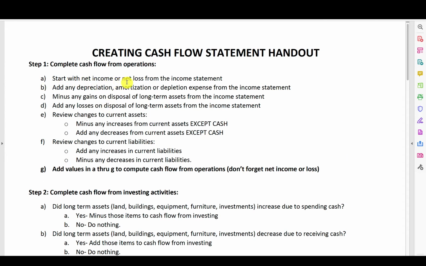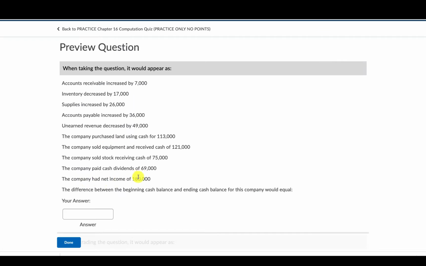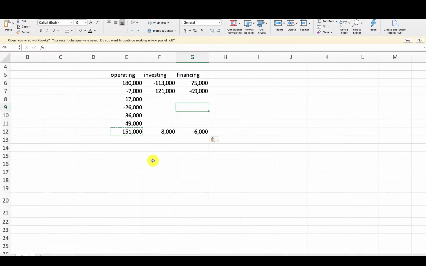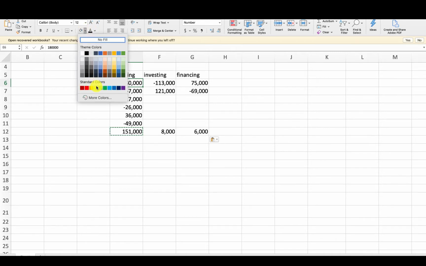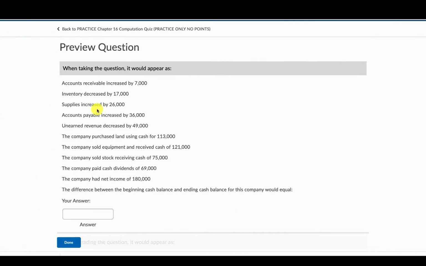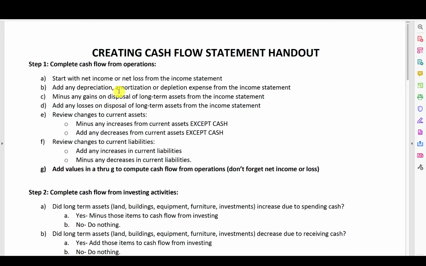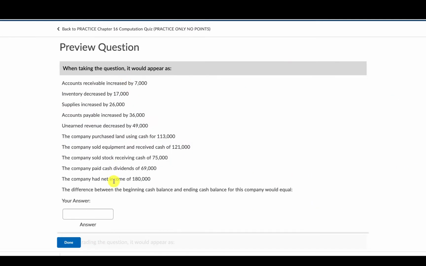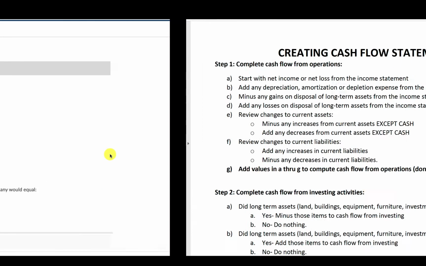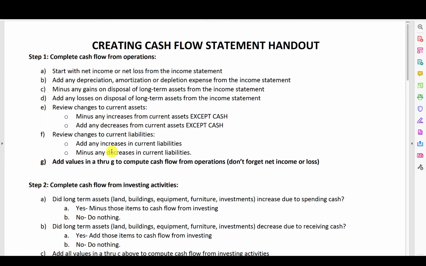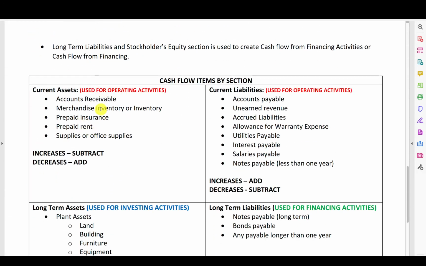So we're going to start with net income and net loss. So this is going to be $180,000, and I've already put the numbers over here. So I'll just highlight in yellow when we go over them. And then we're going to look at current assets, right? So there's no depreciation, there's no gains or losses in any of these things. So if you look here, you don't see any depreciation or gains or losses. And then we got to look at current assets and current liabilities. So current assets, these are the list of current assets.